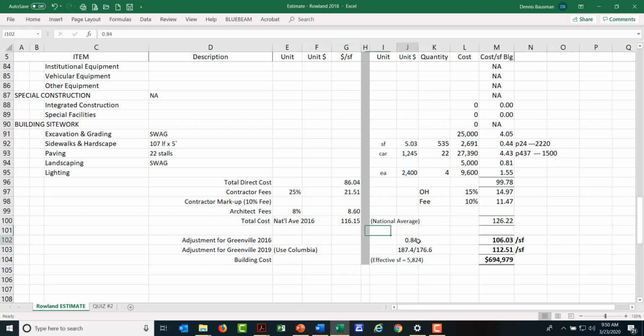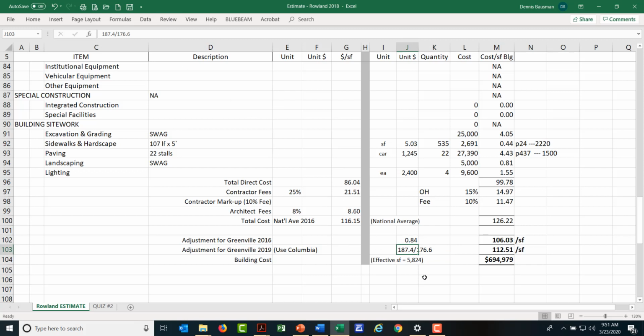This next line, I adjusted it for Greenville, and again, I think there may be a Greenville in that Means book for a location adjustment. But based upon adjusting it for Greenville for 2016, I get $106.03 a square foot. If I adjusted 2016 to 2019, this is a relative cost.